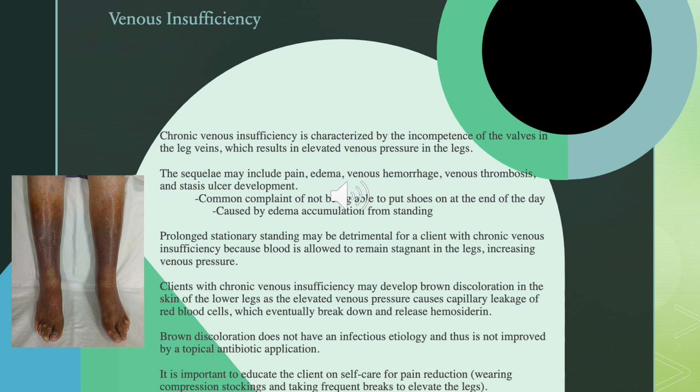So the common complaint is not being able to put your shoes on at the end of the day. That is the telltale sign, the golden technical answer for chronic venous insufficiency. How do you know it's venous insufficiency when you're assessing your patient? Because they go, well, I don't know what's wrong because I'm fine in the morning and by the end of the day, my legs are so puffy I cannot even physically get my shoes on. It's like their foot gets twice the size as it needs to be, because it really does. It's caused by accumulation from standing.